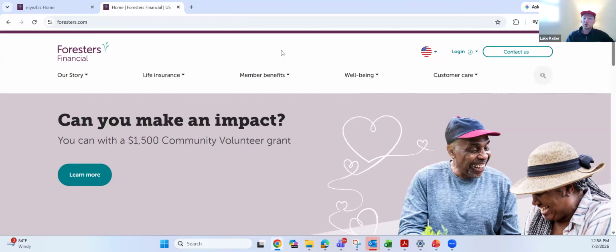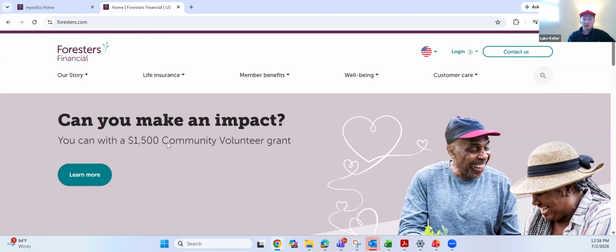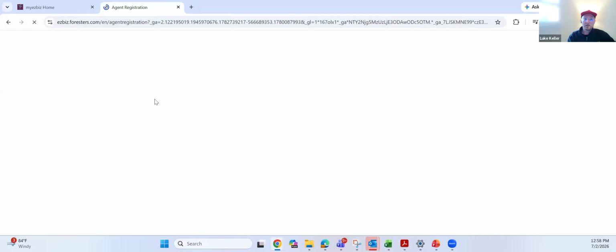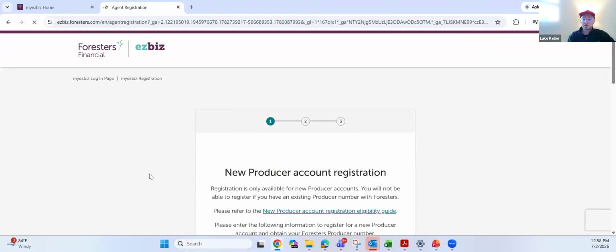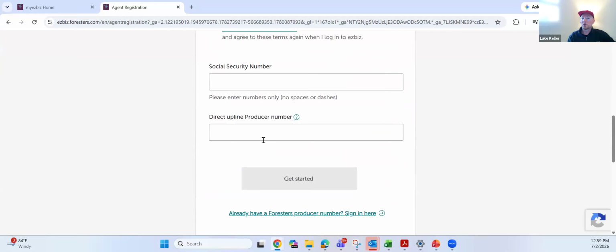Now, if you have a new agent who has never contracted with Foresters before, but they're ready to write, the quickest way to get them a writing number with us is to come to foresters.com. This is the main page here. And up under login, you'll see a link here for new agent registration. They can click on this and it's just a short form where they're plugging in their social. They will need the producer number for the upline.